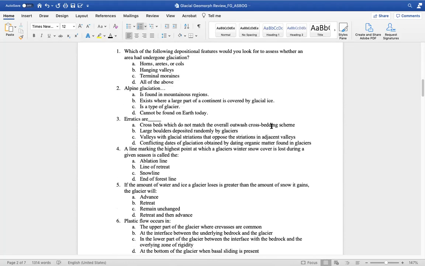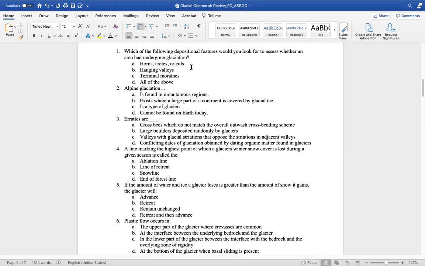All right. Which of the following depositional features would you look for to assess whether an area had undergone glaciation? My first instinct says all of these things are associated with glaciation, so I would choose D. But that would be wrong, because it specifically asks for depositional features.